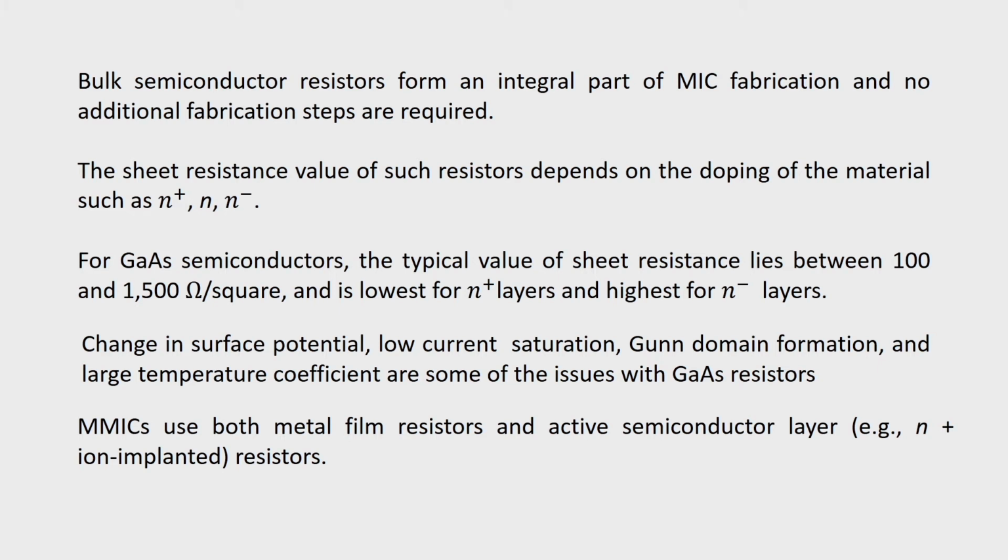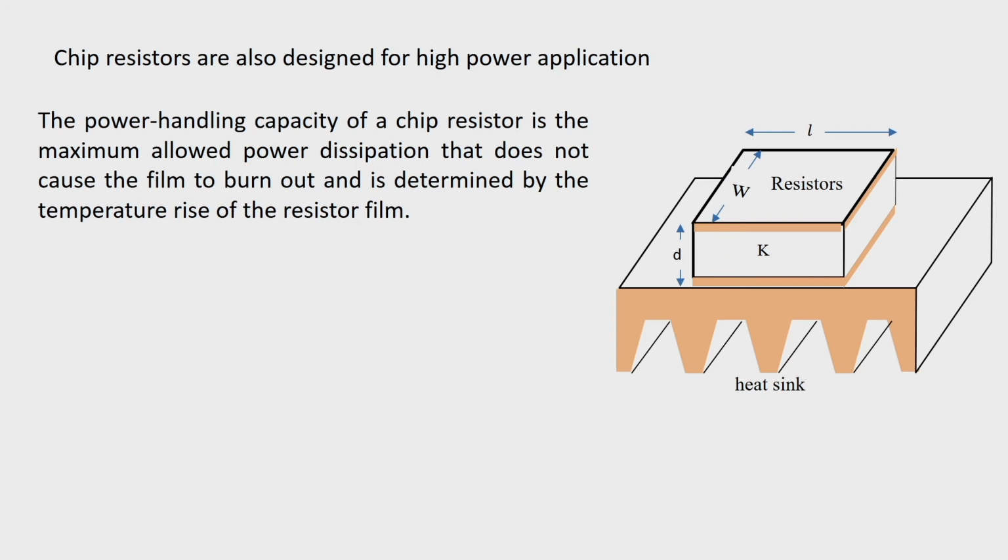MMICs use both metal film resistors and active semiconductor layer, for example, N plus ion implanted resistors. Chip resistors are also designed for high power application, and the power handling capacity of a chip resistor is the maximum allowed power dissipation that does not cause the film to burn out and is determined by the temperature rise in the resistor film.